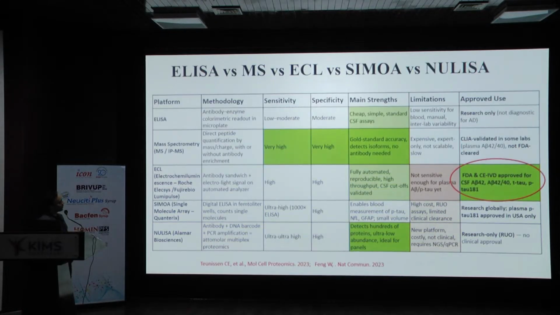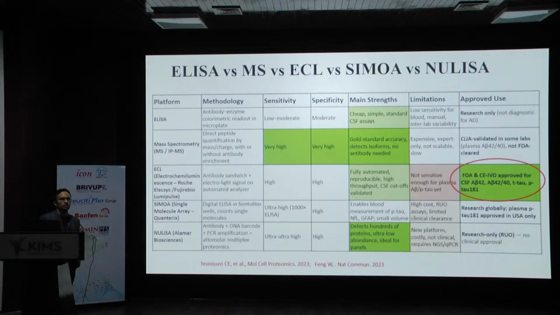And these are all the platforms where you can use biomarkers. To keep it very precise and simple, this electrochemiluminescence assay by Roche, and Fujirebio's chemiluminescence assay, has been approved as of now by the FDA, and this is for routine clinical use. Compared to others like Simoa and Nulisa, Simoa is only for research.